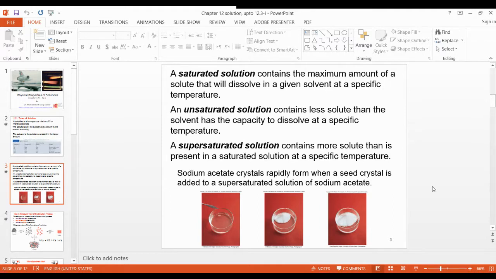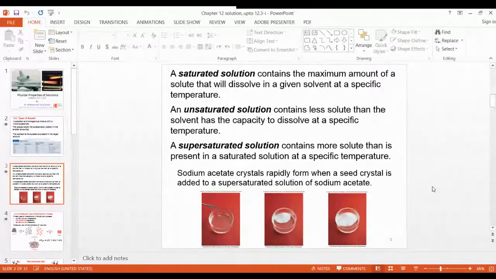So that's why you see the two pictures here. The crystal of sodium acetate: whatever extra molecules you added into the water, when you cool it down, they come back to the crystal form. Is it clear? Yes, thank you.